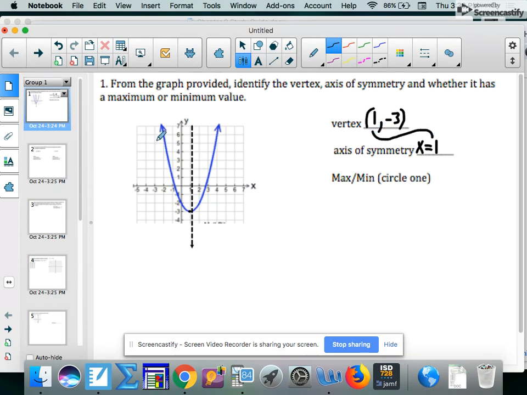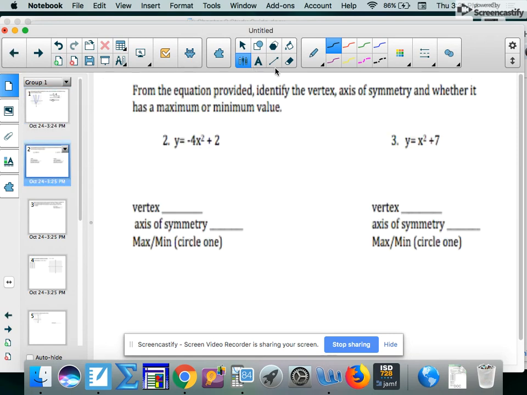To think, is it a max or min? Think, is it the highest or the lowest point? It is the lowest point of that curve, so that means it is a minimum. That's from a graph, which is pretty easy, but from an equation, you need to remember the formula -b over 2a.